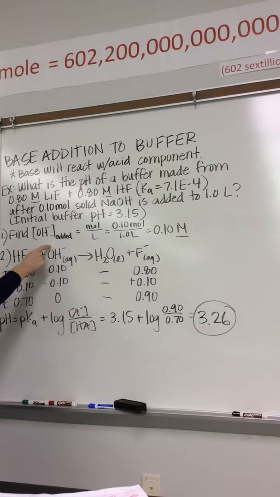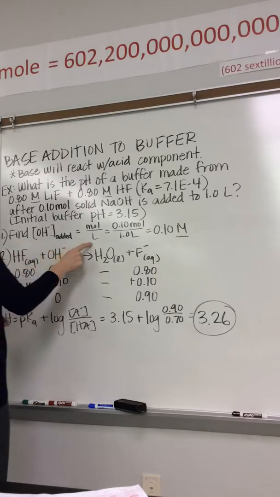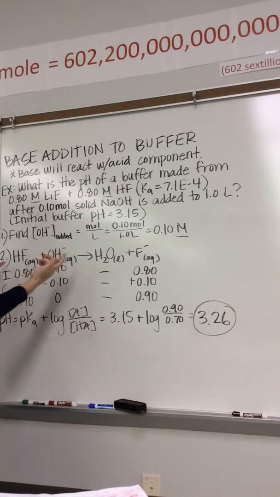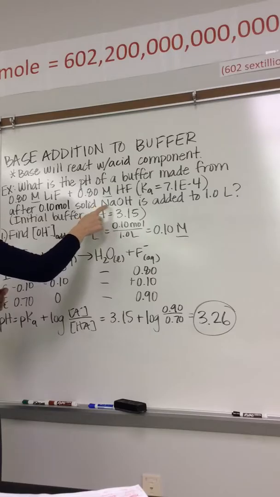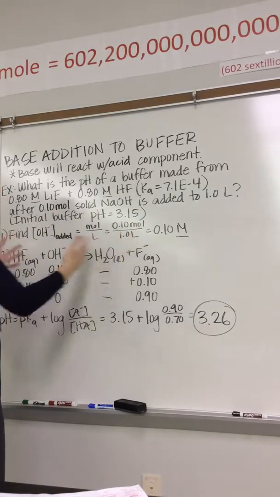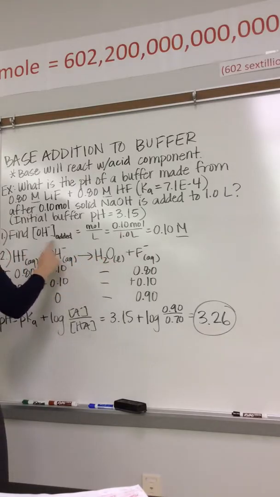Now, the hydroxide that we add is going to react with the acid component of the buffer, producing water and the fluoride ion. Technically, you would have the Na in there or the Li in there, whatever those spectators are, right? But they're not participating in the equilibrium. That's why we can omit them from our reaction here.